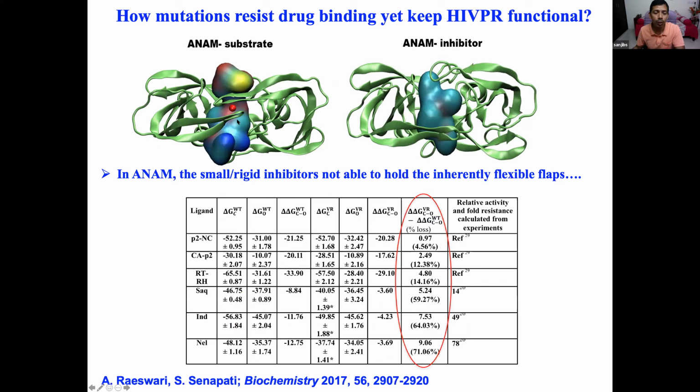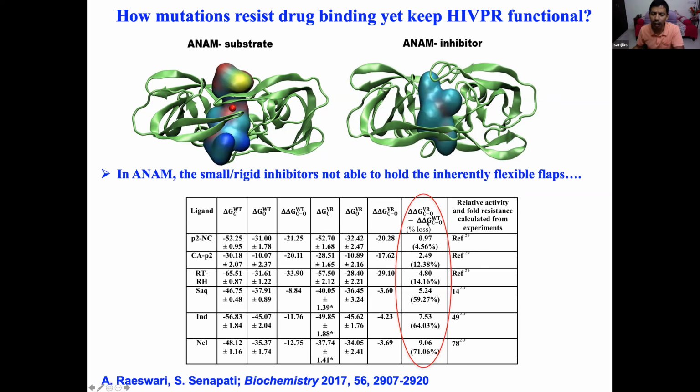How it happens, we found out that the substrates are usually long, and when one binds to the protease active site, it clamps the two flaps. Here is a clamp, and because of the clamping, the protease flaps are closed, and therefore the activity of the protease is intact. Whereas the drug, which is here, is a small molecule and is not able to keep the flaps together, and therefore the flaps open, and the drug effluxes out.